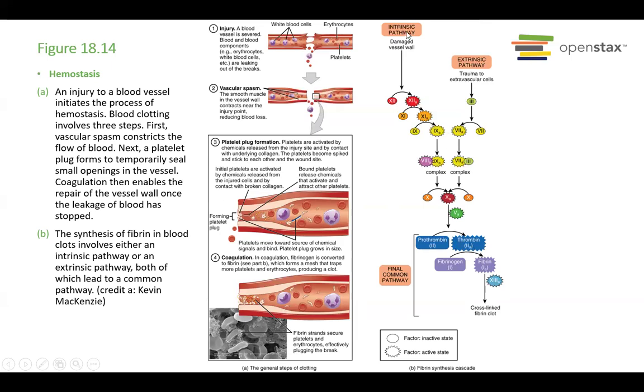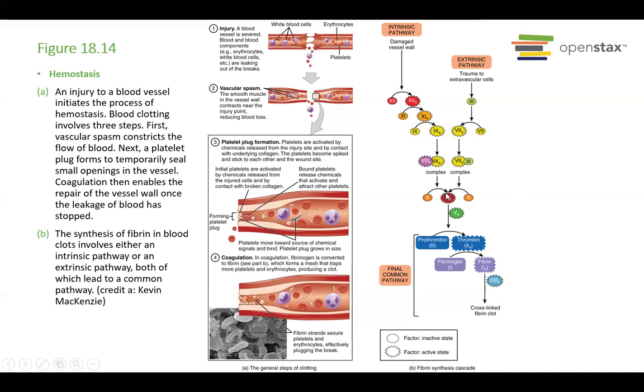You have an intrinsic pathway and an extrinsic pathway. Intrinsic pathway means the damage started internally. That's why they call it intrinsic pathway, because you have been damaged on the inside. Extrinsic pathway is when the damage came from the outside, a stab wound, a trauma. Then both of them, in the end, have to converge at factor 10. X is 10. Remember, X is 10.